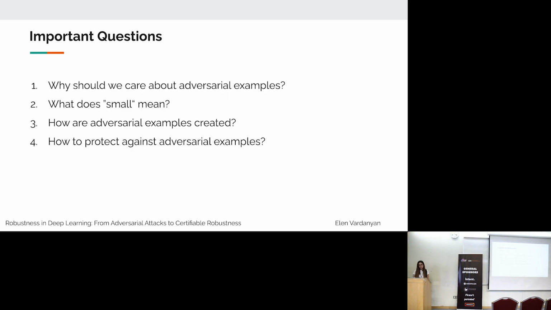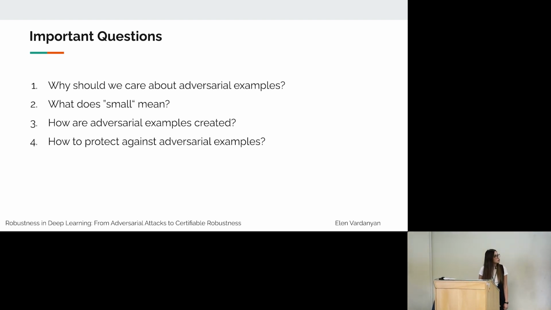So a few important questions that we might want to ask is, first of all, why should we really care about these adversarial examples? And then what does this small perturbation mean? How small can it be? And then how are these adversarial examples actually created, because they're not just random? And also, one important thing is how to protect against those adversarial examples.